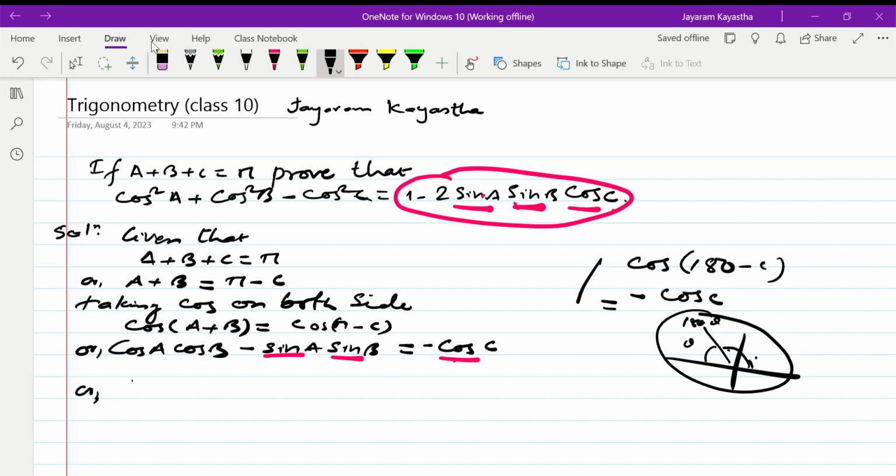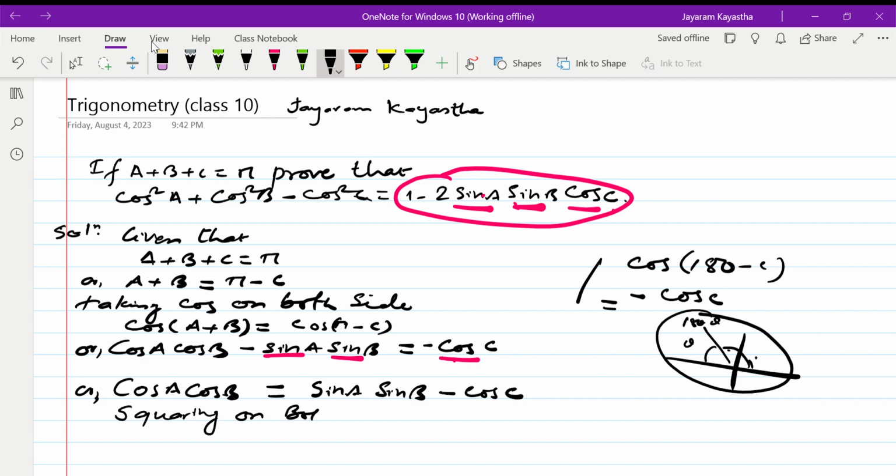So if you keep cos A cos B on the left hand side, and minus sin A sin B on the right hand side, that will be plus sin A sin B minus cos C. Now at this stage, what we need to do is square on both sides.